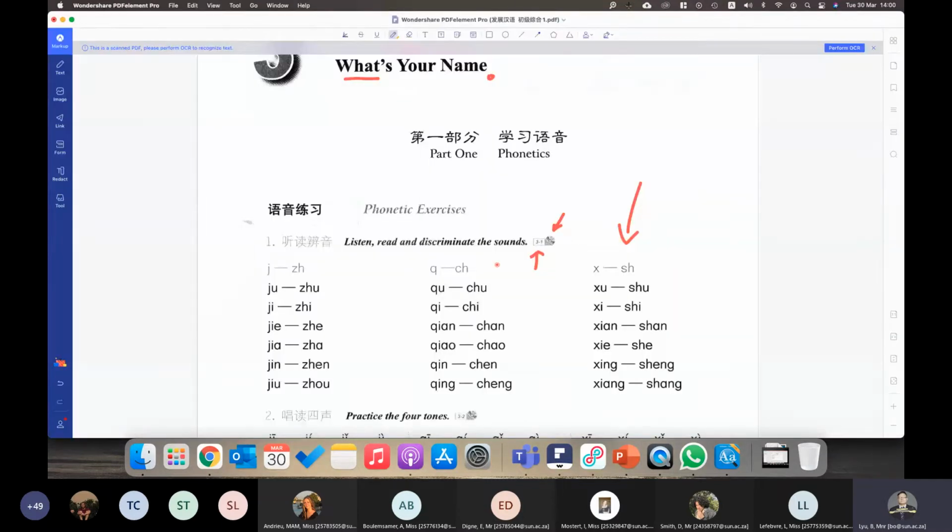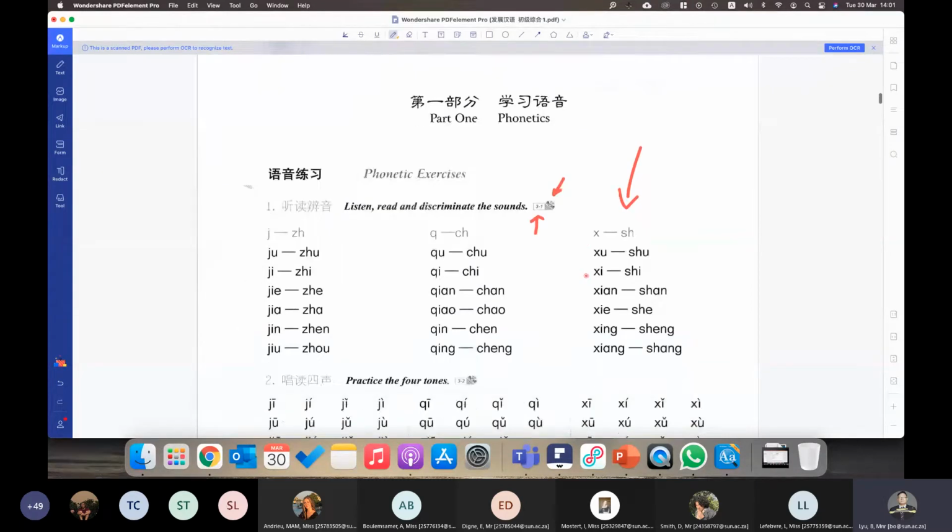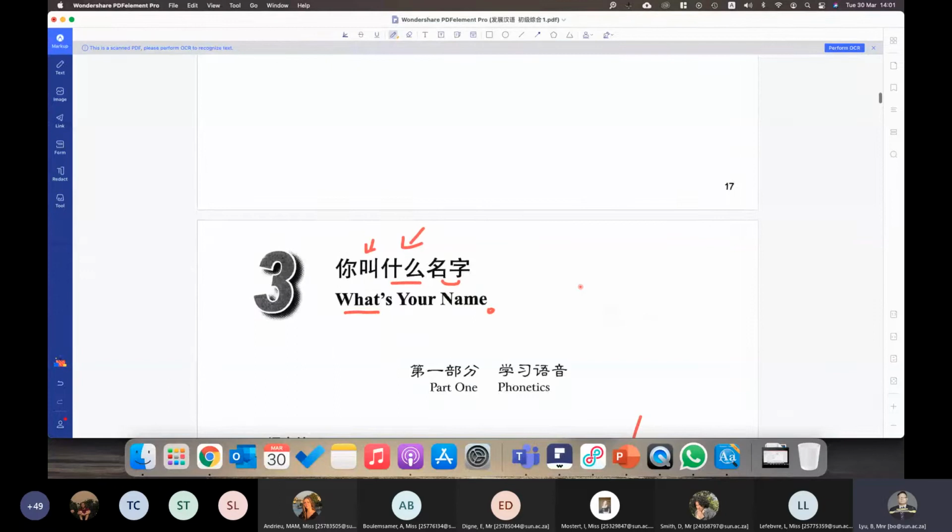Right. The first part of today, we are going to look at those pinyin again, and we will get into our text. The text is 你叫什么名字? Right.